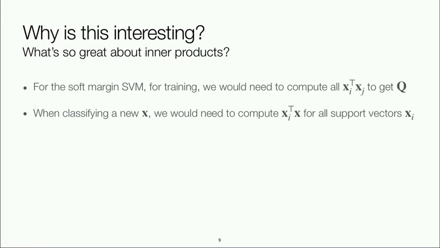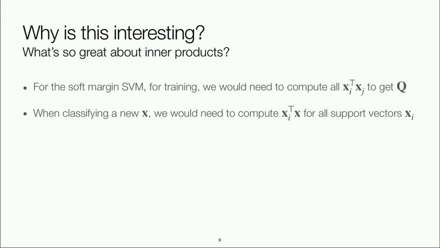So we're doing all of these inner product or dot product computations during training and also during testing, or when our model's making new predictions. If I wanted to do all of this, but I wanted to do it in some feature space instead of my original space, what would I be doing?